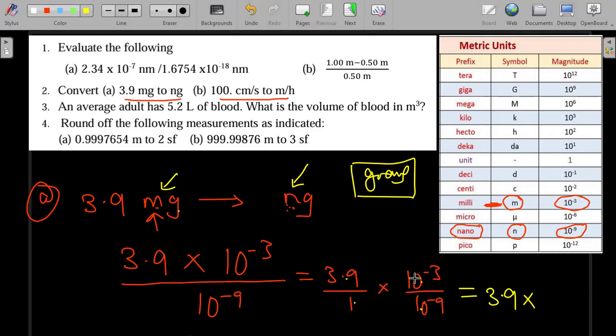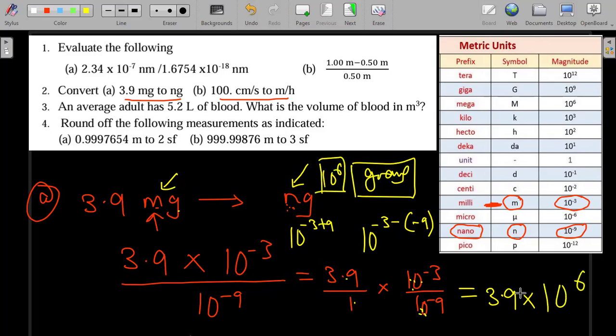So I can combine this. The base is the same there, and since I'm dividing, I can subtract the powers. So it will be 10 to the power minus 3 minus (minus 9). Remember to put the minus 9 in brackets like this. So this will just be minus 3 plus 9, which is 10 to the power 6. So I'm going to multiply by 10 to the power 6. This is now in nanograms. So we have converted from milligram to nanogram. That's how you do it.